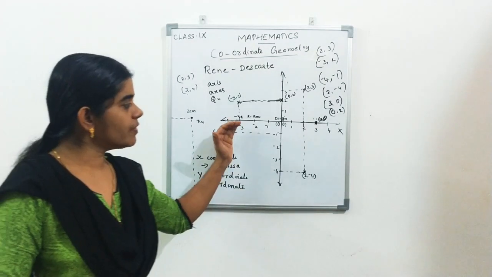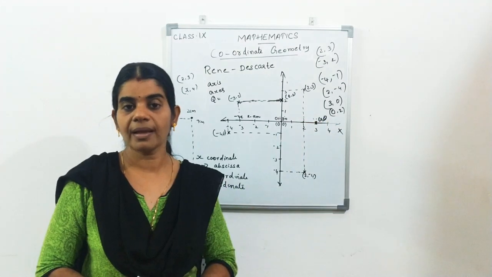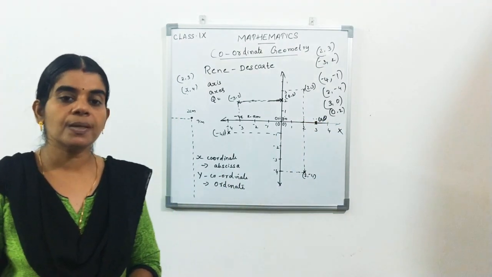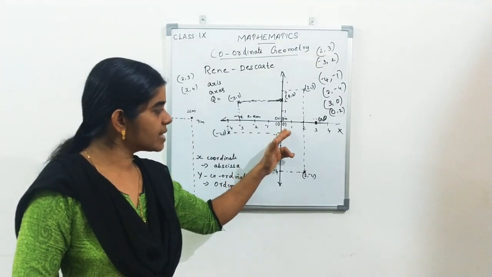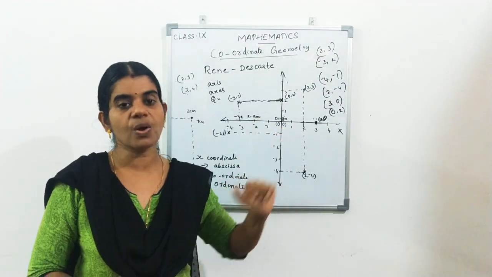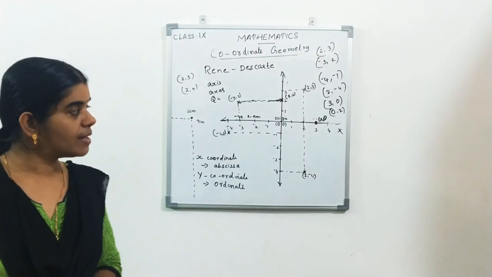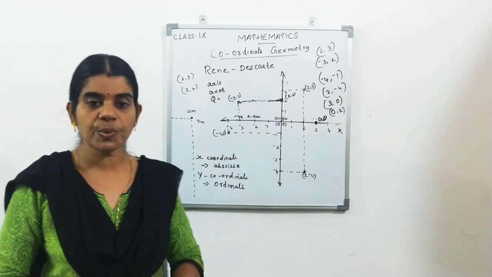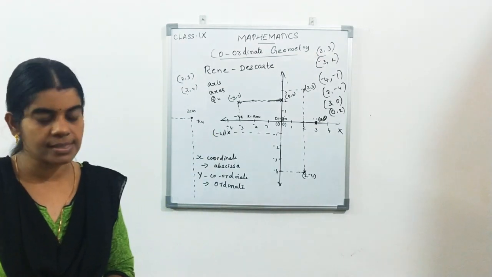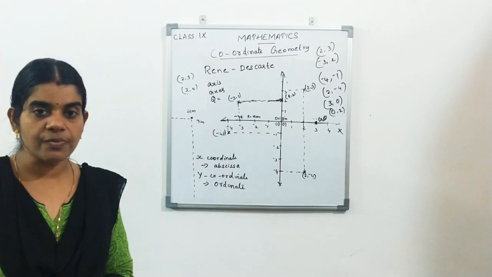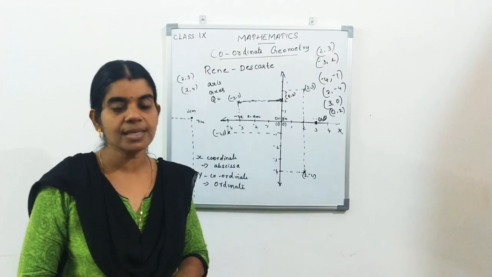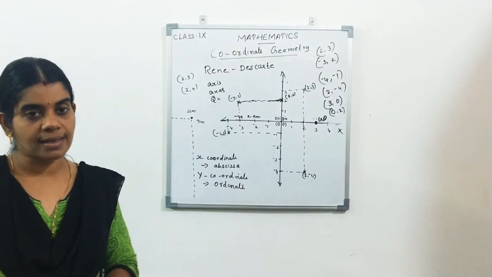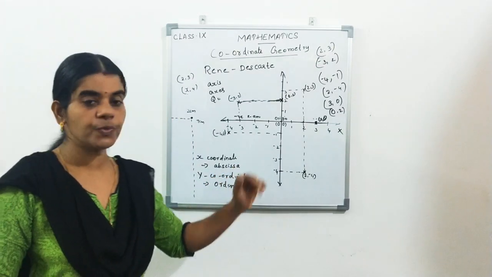The horizontal line is called the x-axis and the perpendicular line is called the y-axis. These two axes intersect in the point origin. Its coordinates will be 0, 0. The x-axis and y-axis together are known as the coordinate axes. The coordinate axes divide the plane into 4 equal parts, that are known as the quadrants. The 4 quadrants are first, second, third and fourth.